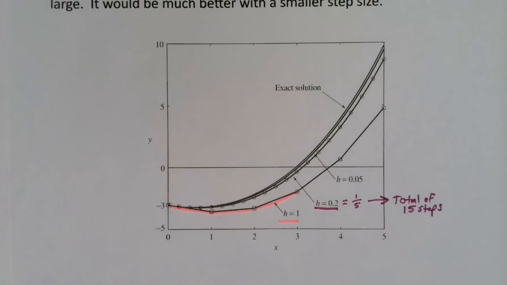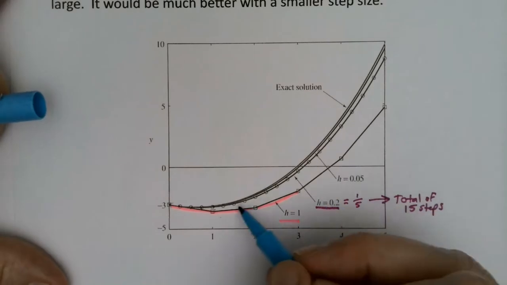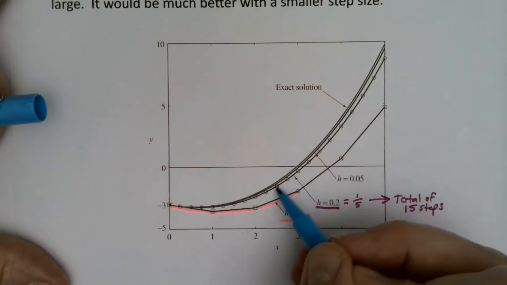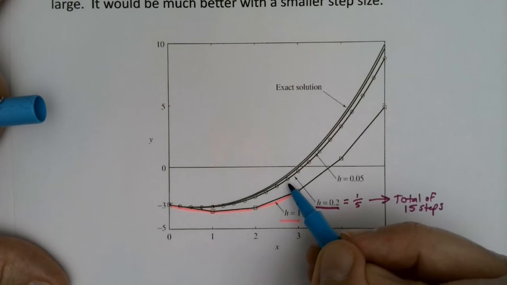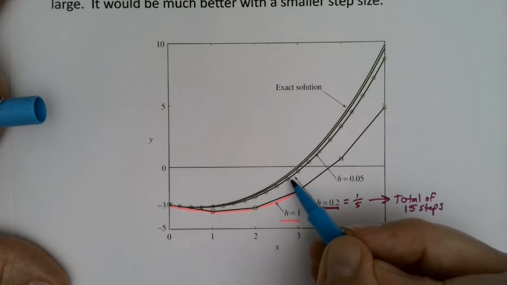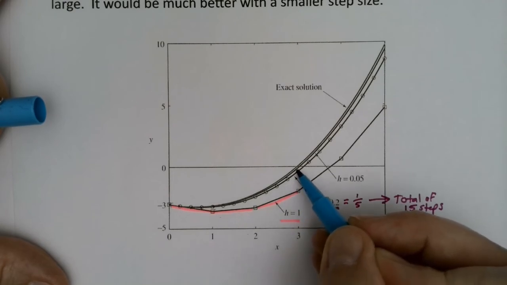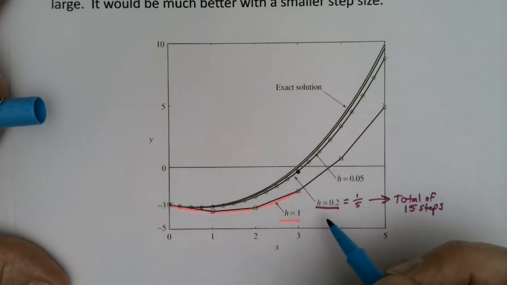Well, if you think that that's not that terribly accurate, this process right here gets you a curve that's still pretty close to the exact solution, but it's not dead on. That solution right there at a step size of 1/5 gets you closer to the right answer.